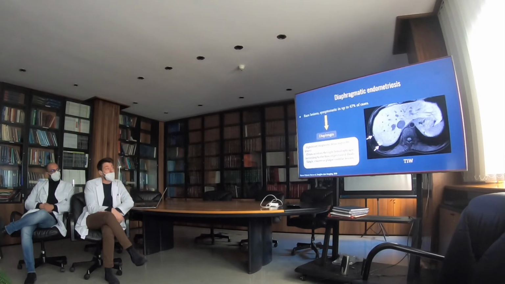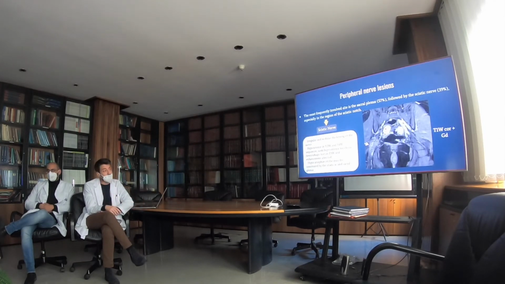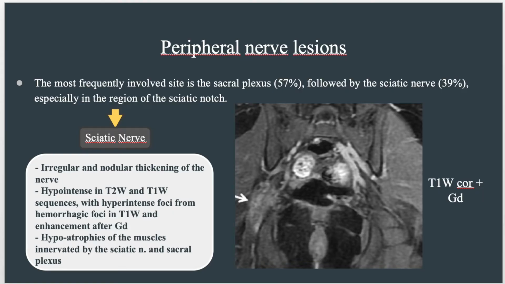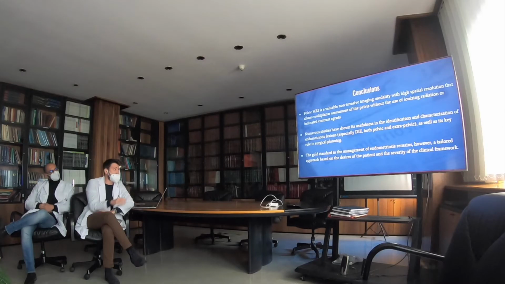malignant lesion. At the end, we can see two atypical sites of endometriosis: the diaphragm lesions, which we can have as a single cluster or nodular plaque lesions, and the nerve lesions in another atypical site. Remember that the most involved nerves are the sacral plexus and the sciatic nerve at the sciatic notch. These lesions are isointense in T1 and T2 sequences, and after contrast we can see hyperintensity of this type of lesion.